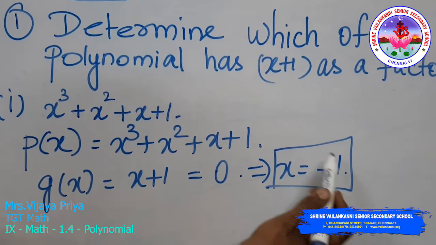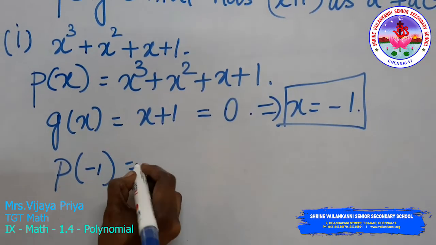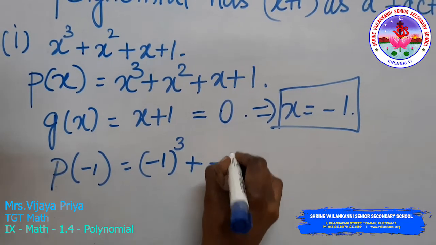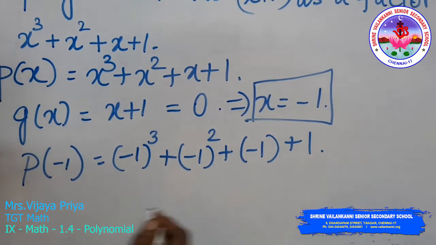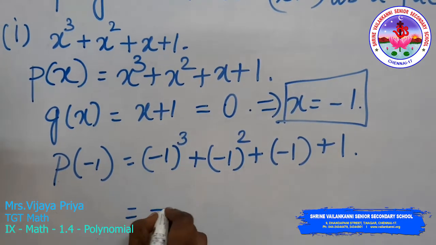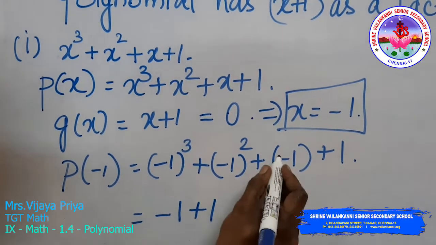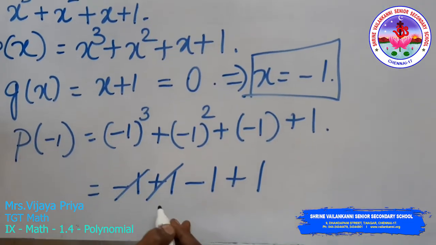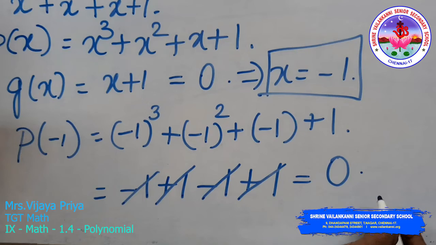Substituting the value x is equal to minus 1 in p of x, we get p of minus 1 is equal to minus 1 the whole power cube plus minus 1 the whole power square plus minus 1 plus 1. Minus 1 to the power of cube becomes minus 1. Minus 1 to the power of 2 becomes plus 1. Minus into plus becomes minus 1, so plus 1 minus 1 gets cancelled. So you will have the remainder as 0.